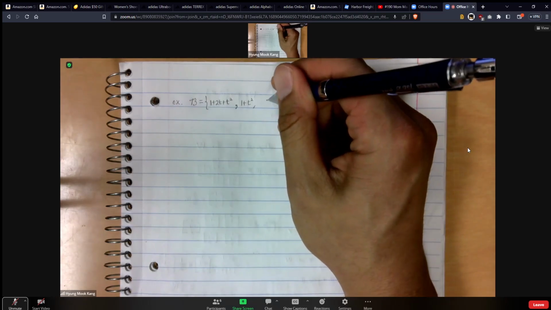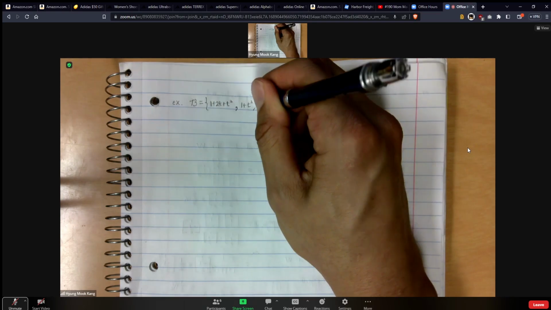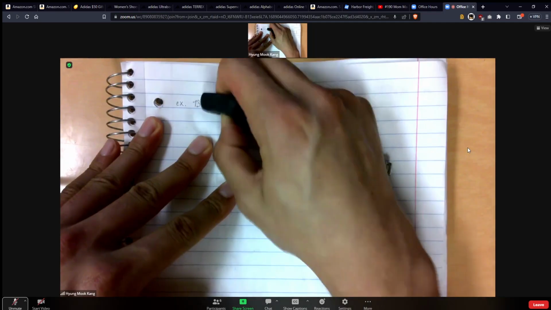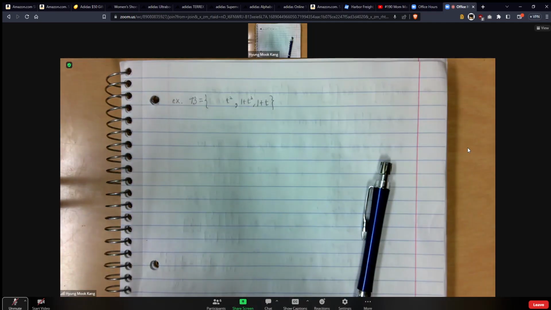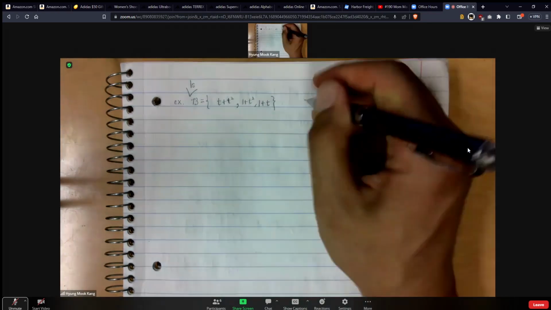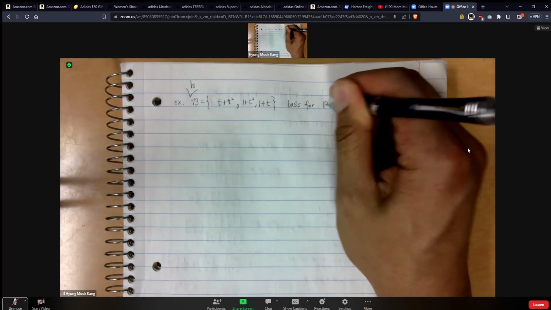And in this case, t might be linearly dependent, so let's go with 1 plus t. Or to fancy it up, let's go with t plus t squared. We got these three vectors. Is this set of three vectors a basis for P2?